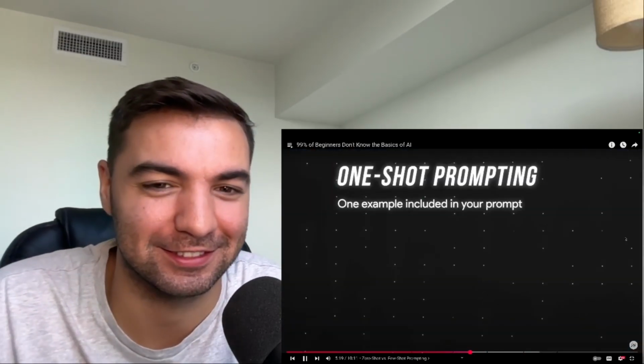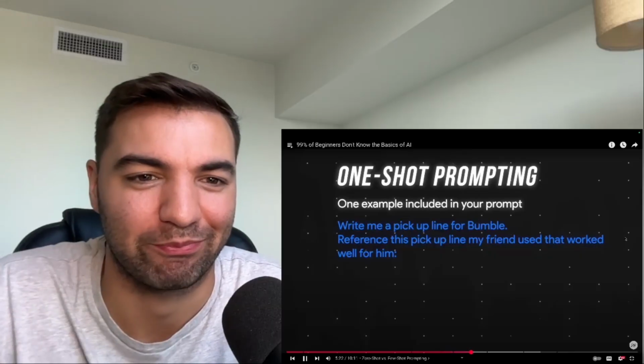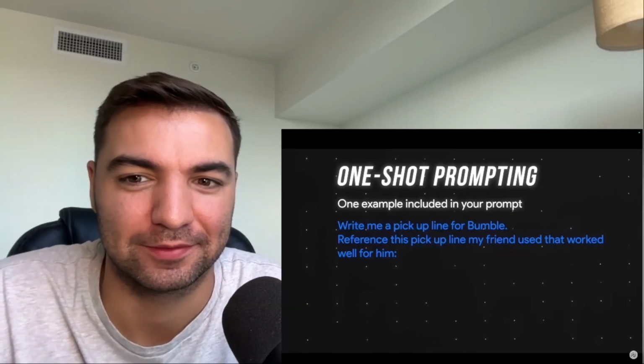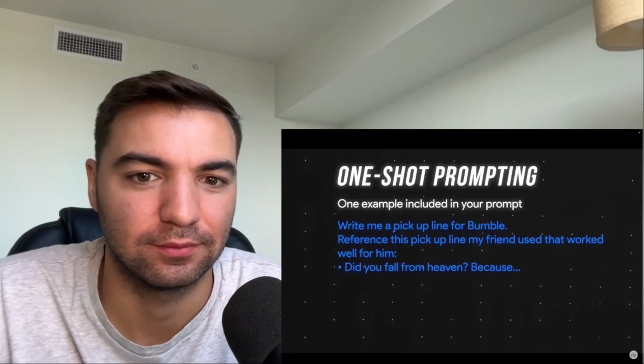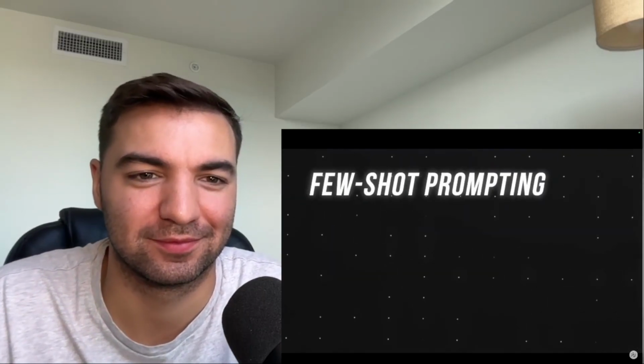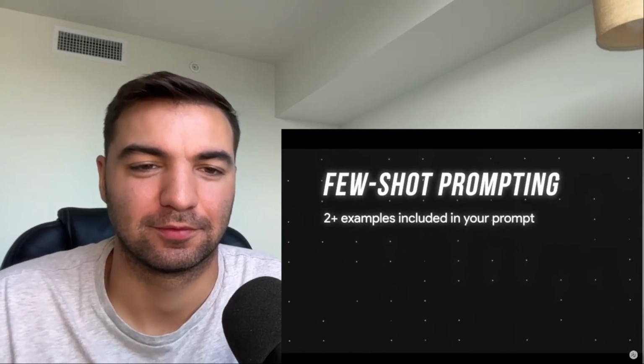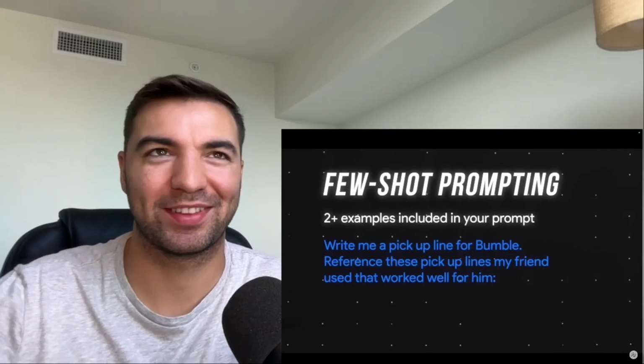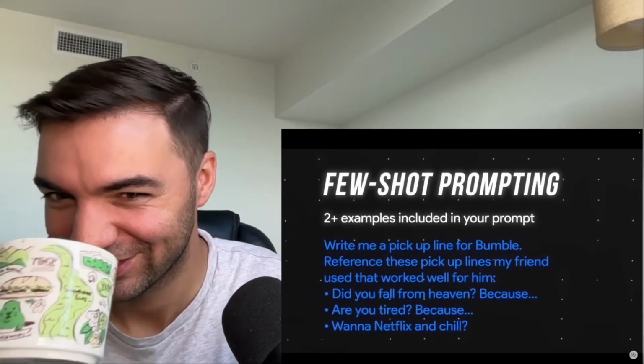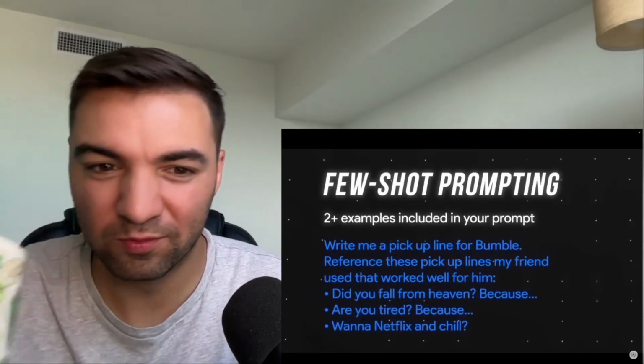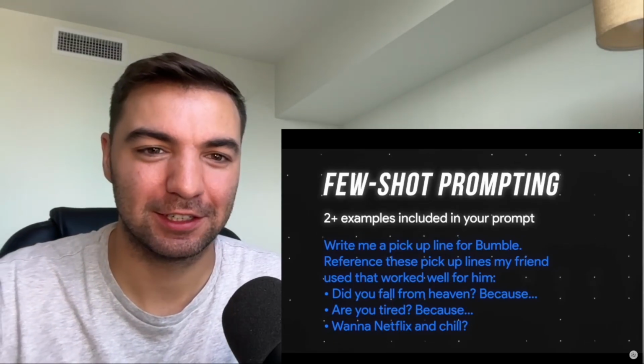A one-shot prompt would be, write me a pickup line for Bumble. Reference this pickup line my friend used that worked well for him. And you include an example of what your friend wrote. A few-shot prompt would look the same as one shot with just 2 or more examples of successful pickup lines. And as you can imagine, the more relevant examples you provide the AI tool, the more relevant the output.